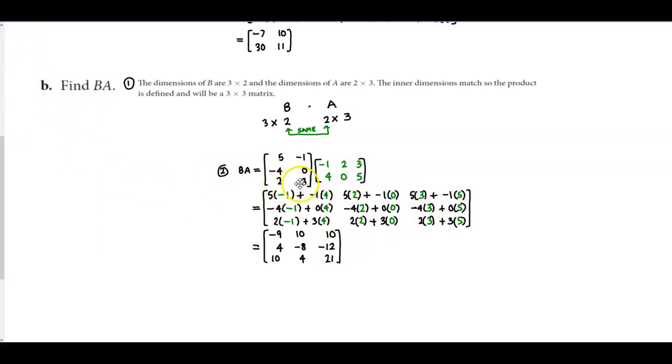Last one, we have the row 3 times column 1. So 2 times -1 plus 3 times 4, so that's -2 plus 12, which is 10. Row 3 times column 2, we have 2 times 2 plus 3 times 0, so we're left with 4. And then row 3 times column 3, 2 times 3 is 6, plus 3 times 5 is 15, which gives us 21.